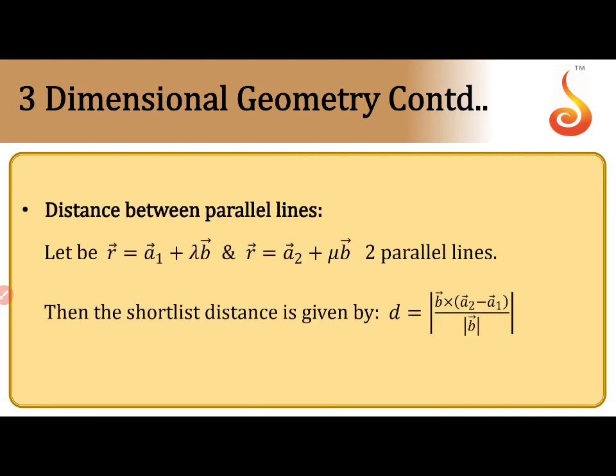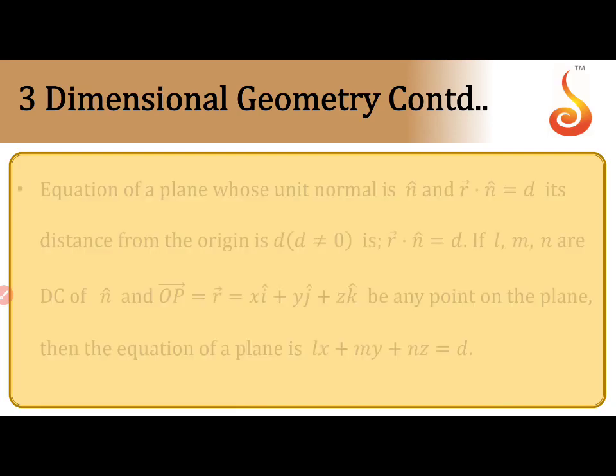Next, distance between parallel lines. r bar equal a1 plus lambda b, r bar equal a2 plus mu b. Observe here, these two are identical. If these two are identical, it means they are parallel. Identical, or even if they are proportional, you can take it as parallel lines. The shortest distance between the lines is given by d equal to b cross a2 minus a1 by modulus b. Before it was b1 cross b2 dot a2 minus a1. Here it is b cross, because b is common for both, a2 minus a1 by magnitude of b only.